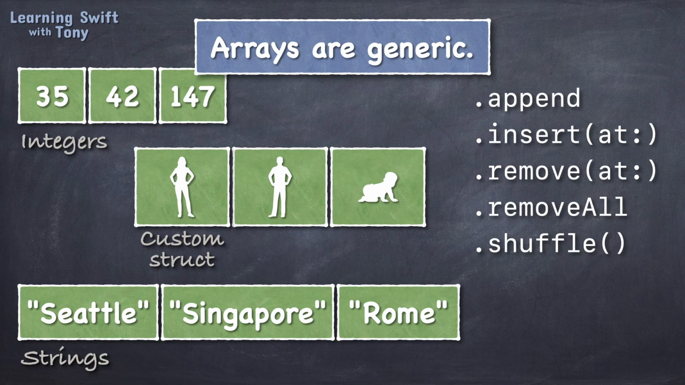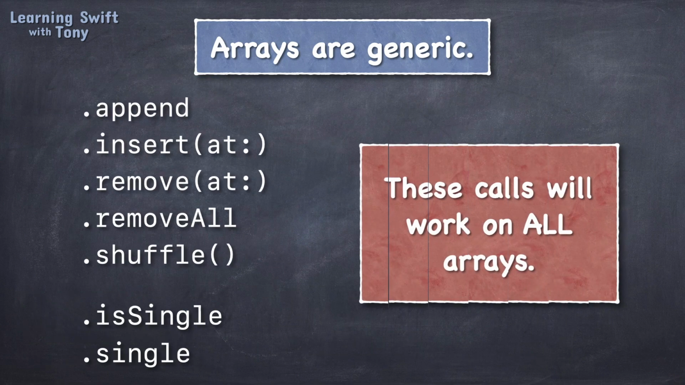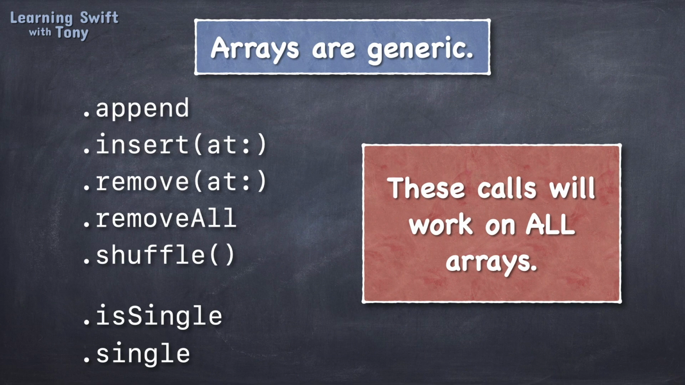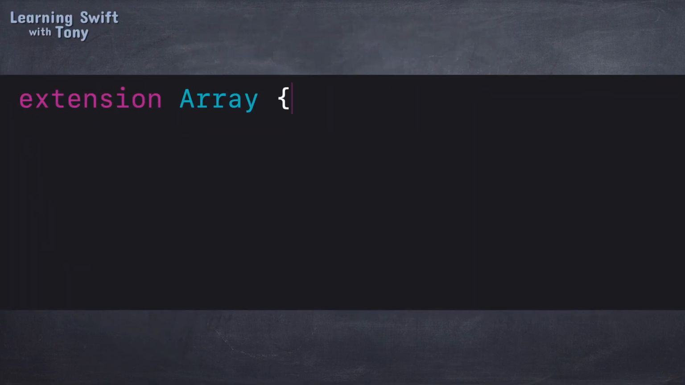More than that, we also experimented with creating our own extensions on arrays, and we added our own computed properties, which similarly do not really depend on the data type of the elements. All arrays will be able to report back to us if they contain a single element or not, and all arrays will be able to return to us that single element if it exists, regardless of the type of that element. But what if we want to add new functionality only to some arrays, and not to all arrays?